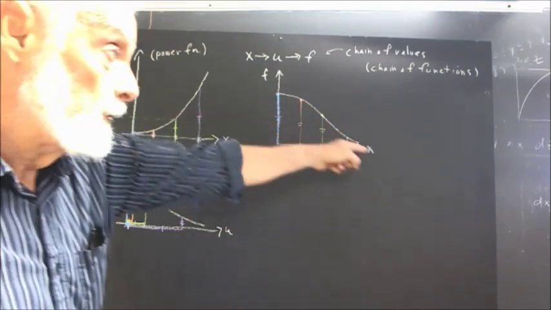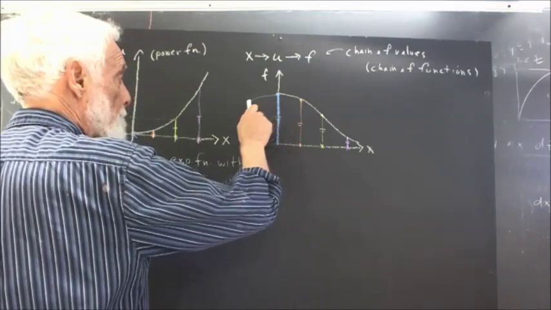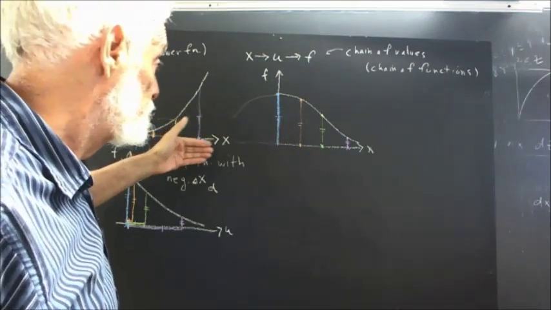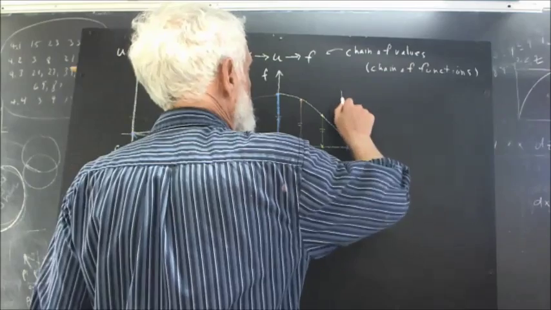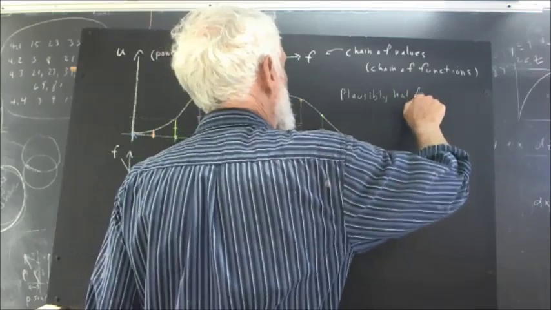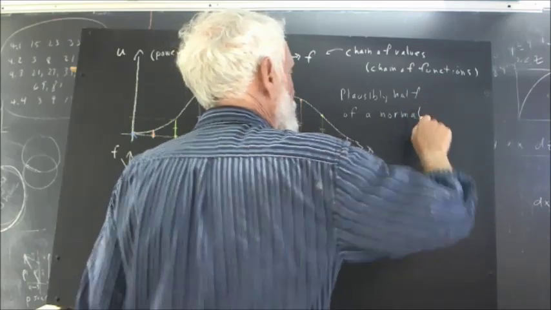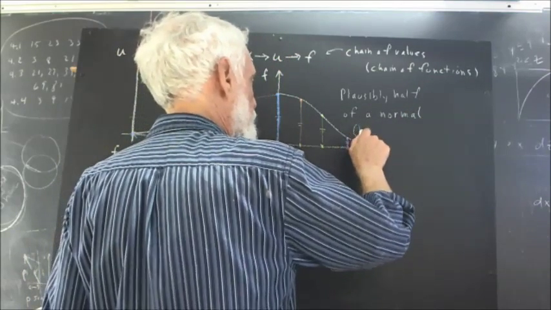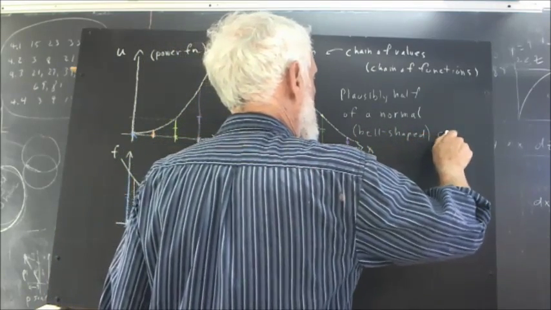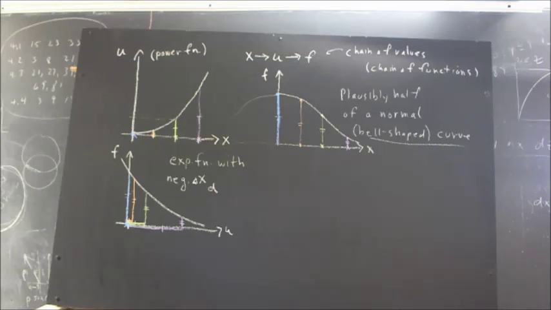Now, do you recognize anything about this shape? Well, if I project back in this direction, I see that this is half of a bell-shaped curve. Plausibly. And I'll say plausibly half of a normal, and in parentheses I'll say bell-shaped curve. And then I'll make a statement.